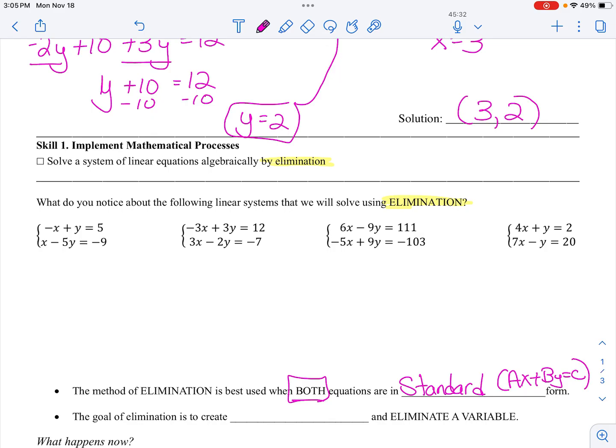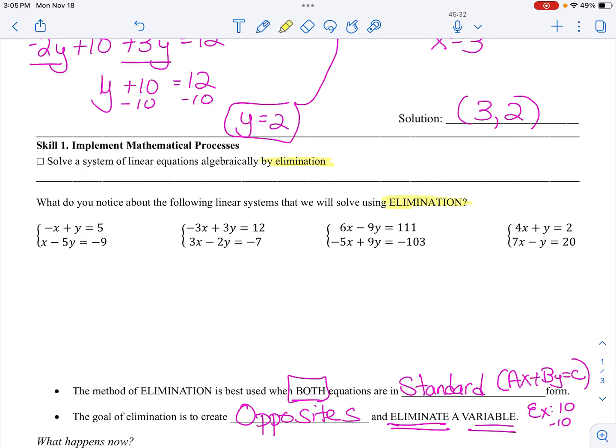The other thing I was hoping you noticed is that you were looking for what we call opposites. In other words, the goal of elimination is to literally do that, to eliminate one of our variables. And the easiest way for us to do that is to create opposites. Opposites are numbers that will create 0. In other words, an example of opposites would be 10 and negative 10. Those two numbers, when I add them together, make 0.